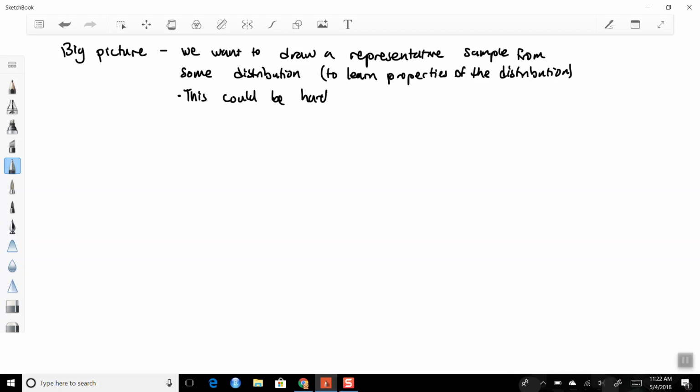And it could be really hard to get a representative sample with the techniques that we have, okay? Could be hard because of sparsity, or very inefficient. And so if we're able to design a Markov chain where the stationary distribution is equal to the target distribution, then we can simply draw values according to the transition probabilities. Okay.